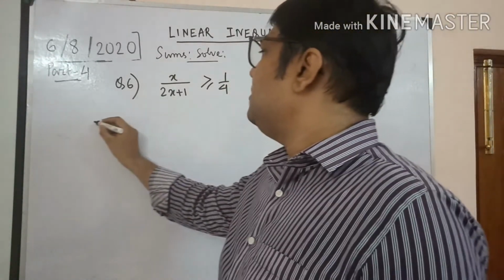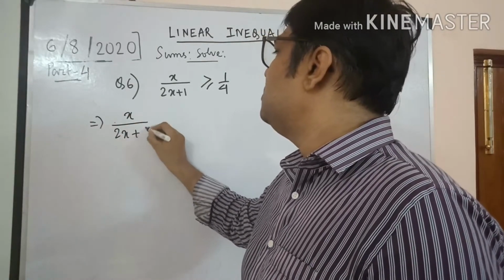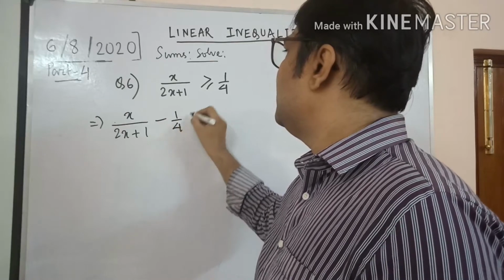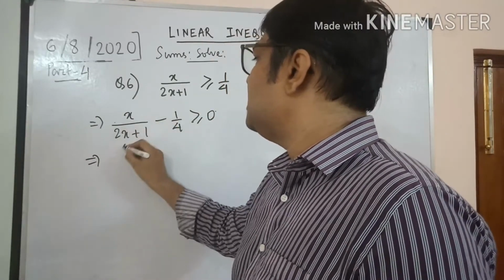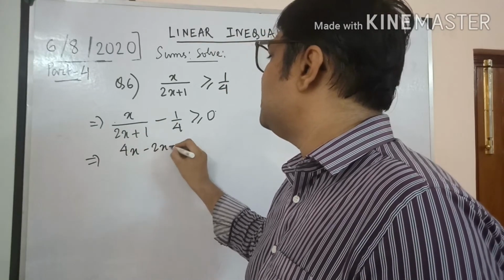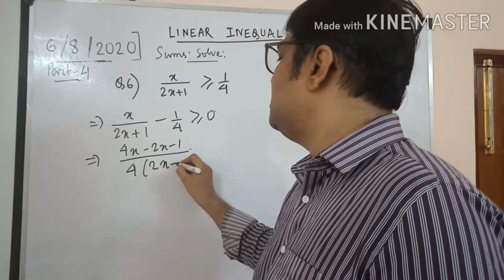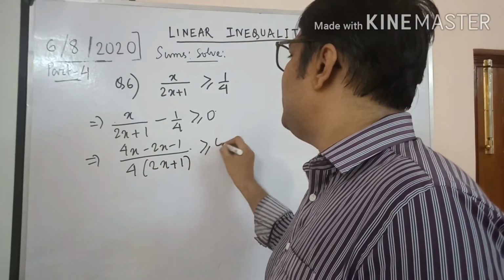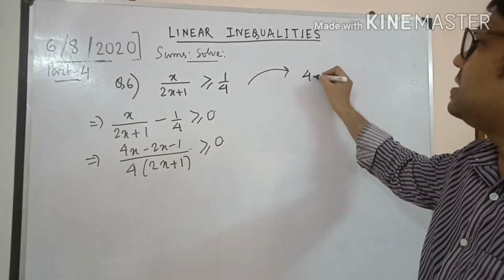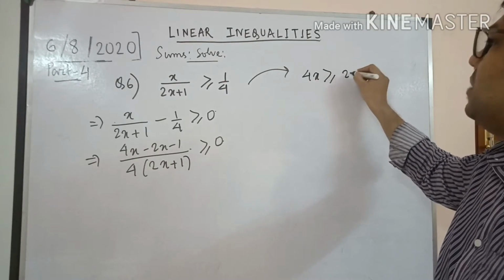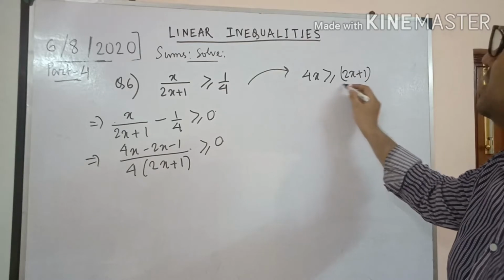So in this kind of thing, always try to bring the fraction so that you can do a subtraction. Okay, like this. Now if you do a subtraction, what happens? I tell you, 4x minus 2x minus 1. Okay, that means this 4 into 2x plus 1. Look at it, this 2x plus 1 is retained. Now if you do it like 4x greater than 2x plus 1, then look at it, this 2x plus 1 in the denominator is not retained.